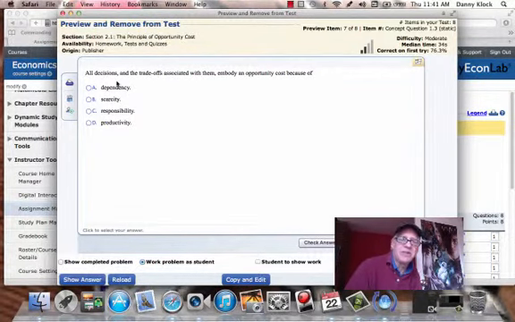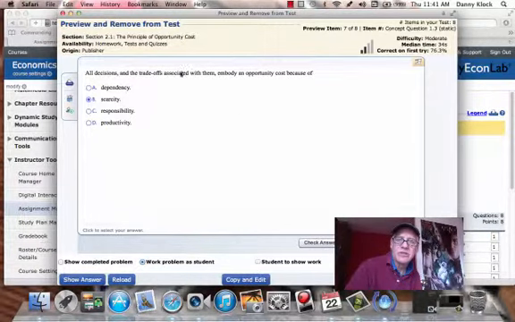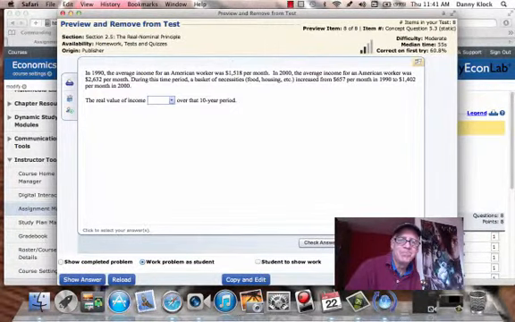Next. All decisions and trade-offs associated with them embody an opportunity cost because, again, scarcity. I always look for the word scarcity for these particular questions. Again, it doesn't hurt to look up scarcity in the textbook too. Oh, it's the same sort of thing, right?